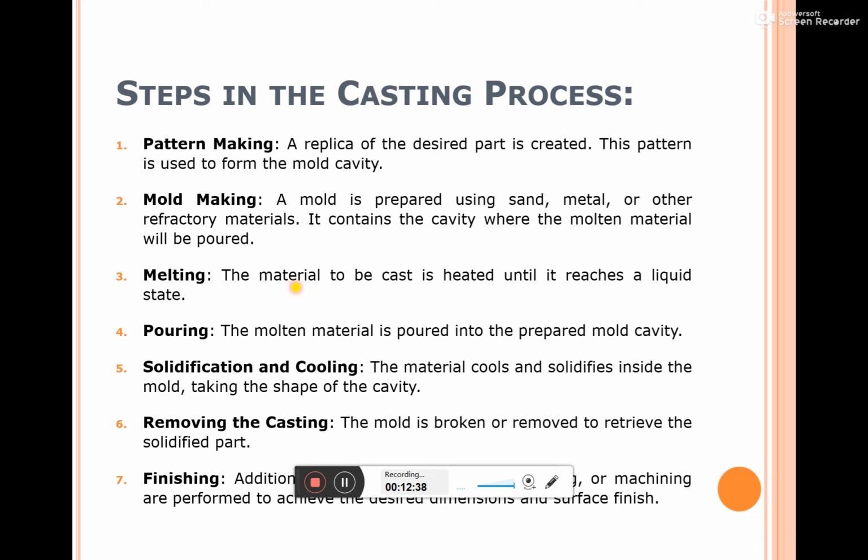After melting the material, we have to pour the molten material into the mold cavity. After that, we'll leave the material to cool at room temperature. After a certain time, the material solidifies inside the mold, and after the solidification, we'll break the mold and remove the item or product from the mold cavity. So that is how we are going to prepare this one.